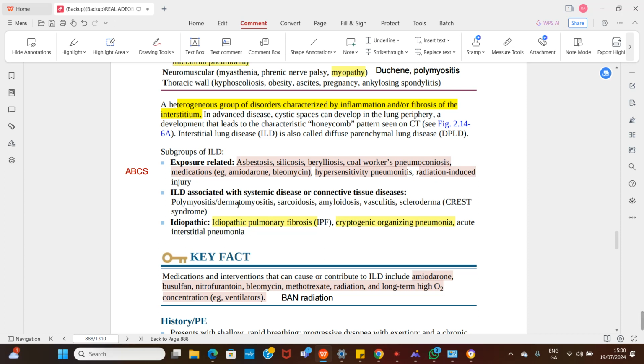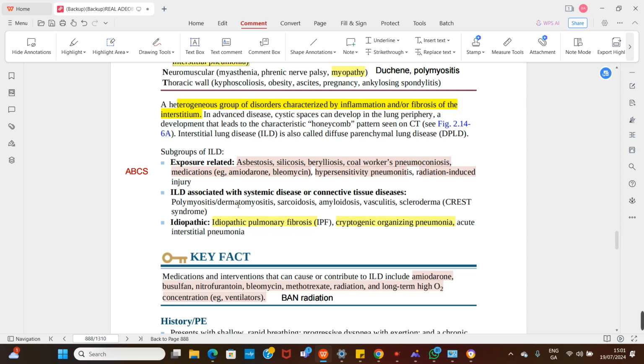Are you getting too much oxygen? Don't forget, too much oxygen can cause ILD, can cause pulmonary fibrosis. Are you getting radiation? Are you exposed to some farm dust, bird feathers, hypersensitivity pneumonitis? Are you exposed to some medications, bleomycin, amiodarone, nitrofurantoin, busulfan? All of them can cause ILD. Are you exposed to some organic dust or inorganic dust, like coal worker pneumoconiosis, berylliosis, silicosis, asbestosis? All of them can cause ILD.